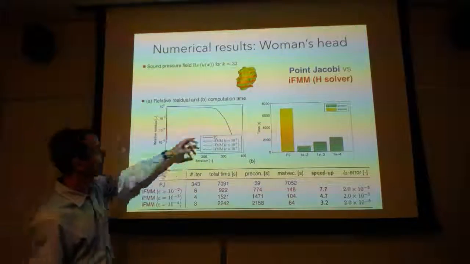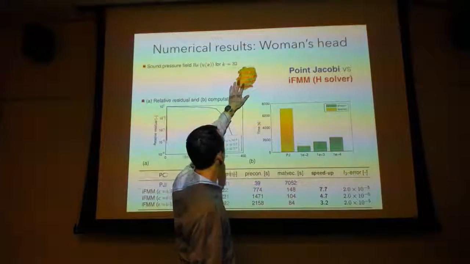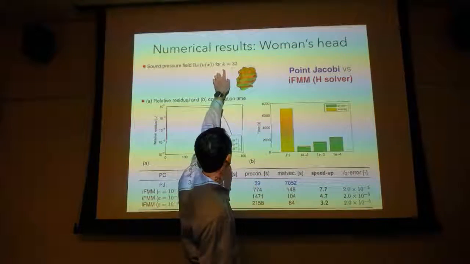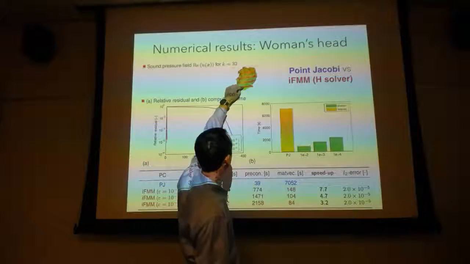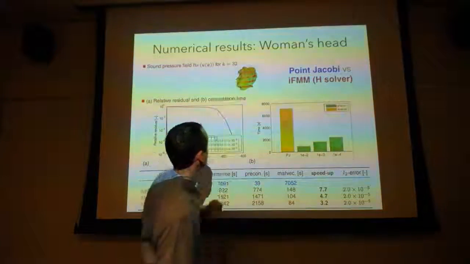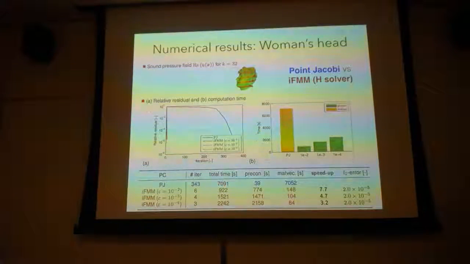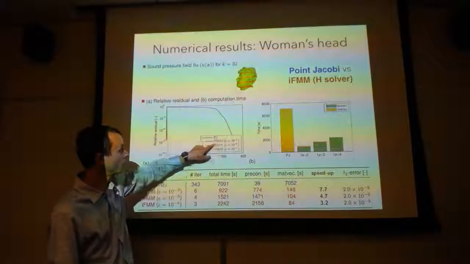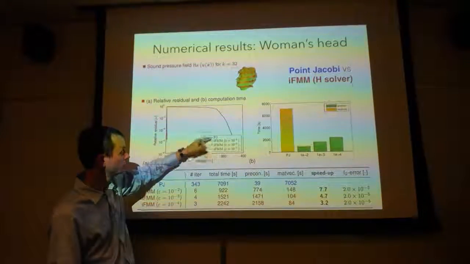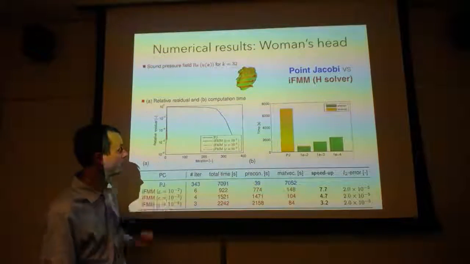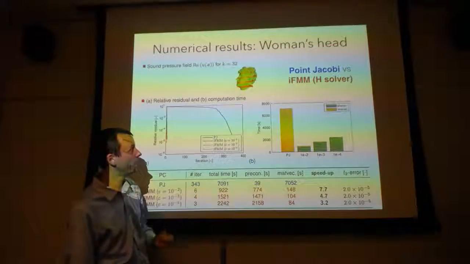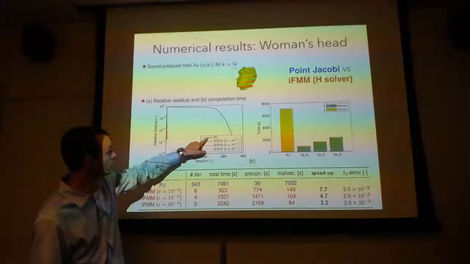So let's look at the woman's head. This is wave number 32. Basically, the choice of K and the size of the head dictates how many wavelengths you have through the object. And this is the convergence. The IFMM is basically the hierarchical solver based on the fast multipole method. So it's inverse fast multipole method, based on hierarchical solvers. This particular version is called IFMM, and PJ is point Jacobi.